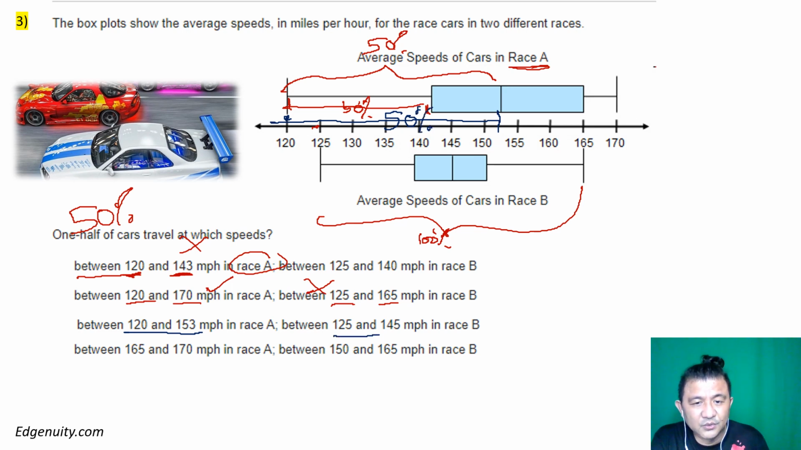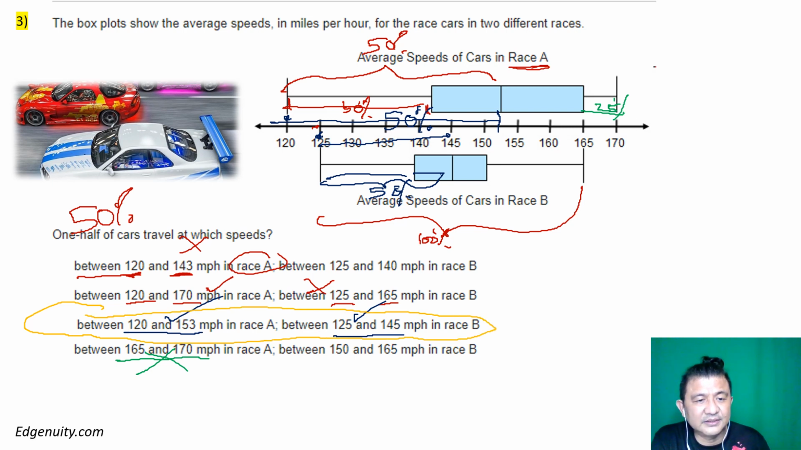How about the other one? 125 for B now. 125 starts here to 145. See that? This part and that part, 25 and 25, that represents 50%. Okay, so this makes sense. Check, check. How about the last one? Between 165 to 170, that's only 25%. So that's definitely wrong. I don't need to check the other one. So our correct answer is this one. Okay, that is correct.